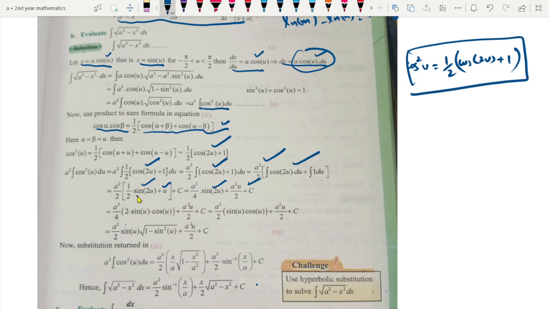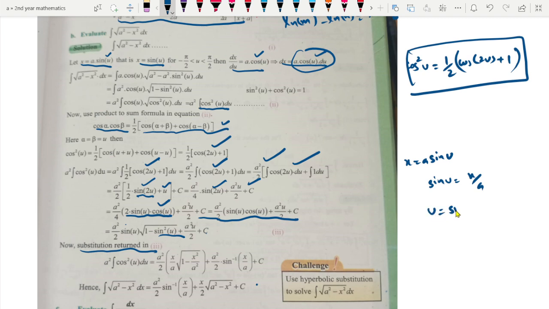At the place of sine of 2u, we will put 2 sine of u cos of u, and this is equal to this one. So at the place of cos of u, we will put 1 minus sine square u, and simply now substitute the return in equation number 3. We let x is equal to a sine of u, and sine of u is equal to x divided by a, and u is equal to sine inverse of x divided by a.